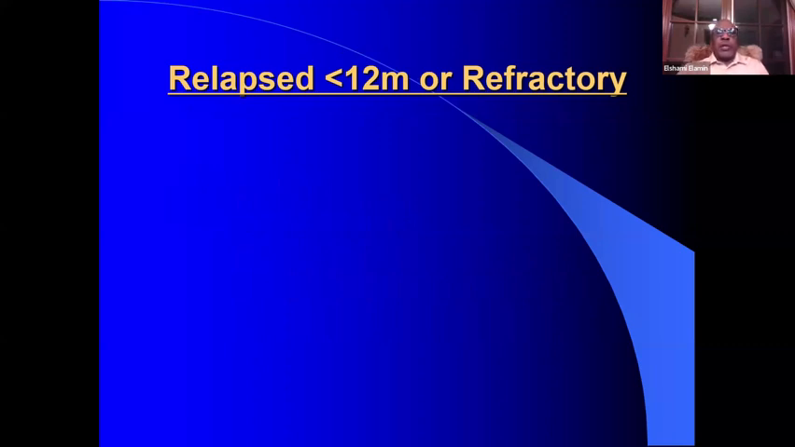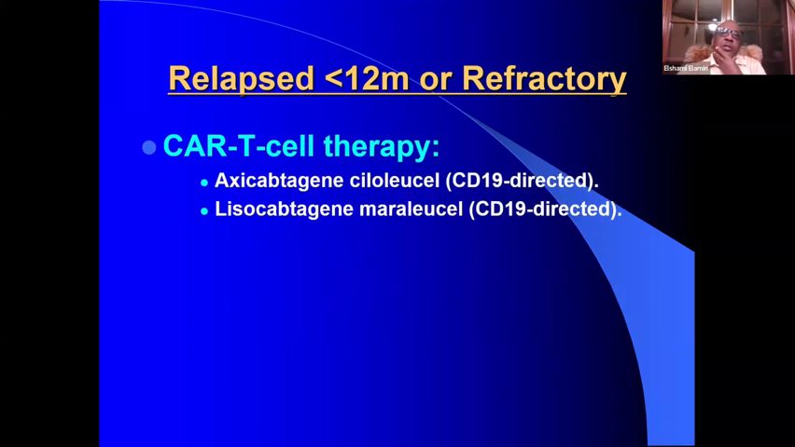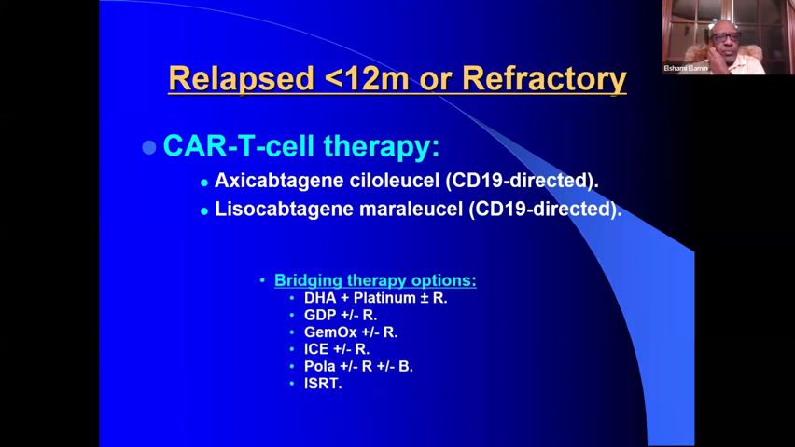So if a relapse happens in less than 12 months, that's what we call refractory. Refractory means early on. So if relapse in less than a year or refractory, that's immediate, then the treatment of choice is the following. We use CAR T therapy, and these are the two CAR T that are now available and approved to be used in case of refractory or relapsed disease in less than 12 months.